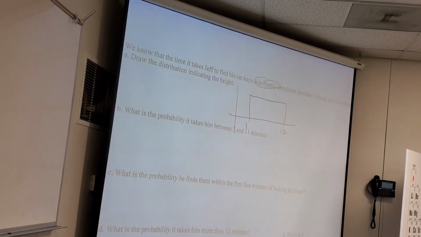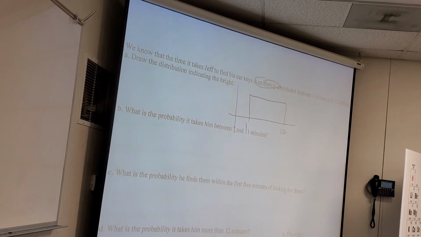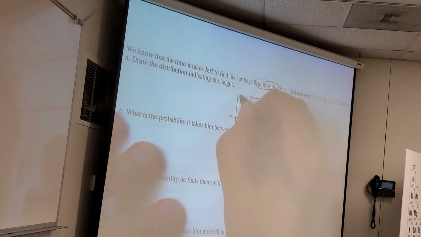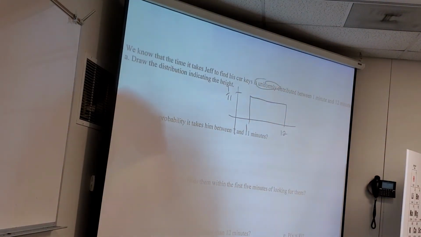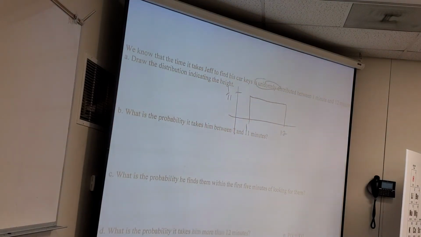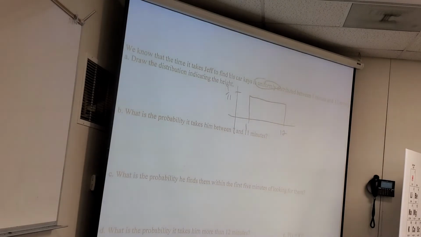How tall must it be? 1/11. The height will always be the reciprocal of the base, because the only way two numbers can multiply to be 1 is if they are reciprocals of each other. You actually came to this class knowing that. It's just that you don't use that fact very often.